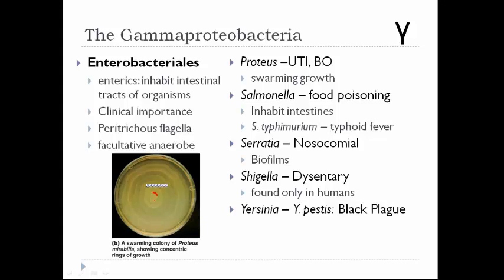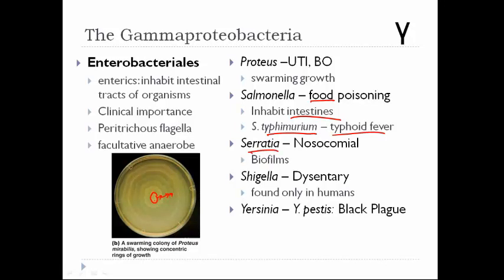If you put the organism at the center of the plate, let's say it started out here, it will actually move across the plate, and you will see it growing and moving across the plate, swarming. So salmonella is food poisoning, of course. That's probably what you've heard of it most. It inhabits intestines, and it can make you very, very ill. Now, a particular one, Salmonella typhimurium, causes typhoid fever, if you've heard of that before.